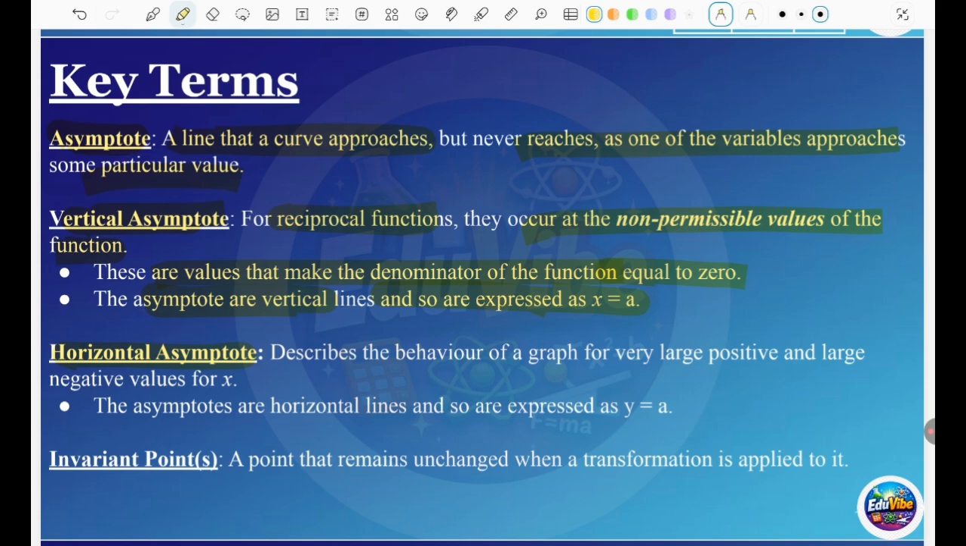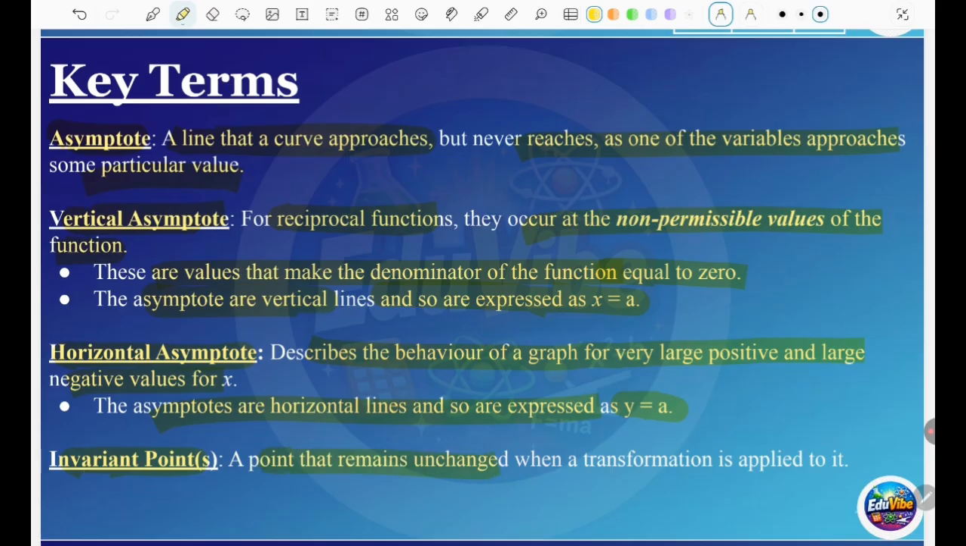For the horizontal asymptote, we have to consider the behavior of the numerators and denominators. We will discuss that when we do rational functions. This is the behavior of the graph for very large positive and large negative values of x, and it can be expressed as y is equal to something. When we write the equation of the vertical or the horizontal asymptote, we have to use the equal sign.